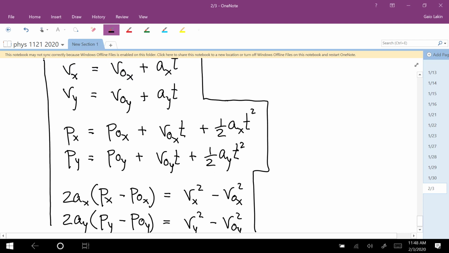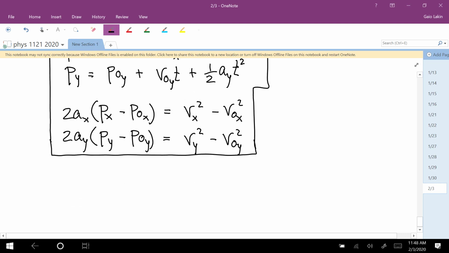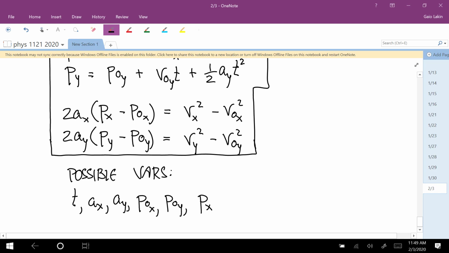Okay, to solve problems with these, there's now a whole bunch more variables you have to keep track of. Before there was just t, a, p0, p, v0, v. Now for all of those except time, there are two components. So the possible variables you're dealing with are now t, ax and ay, p0x and p0y, px and py, v0x and v0y, and vx and vy. So we went from dealing with six total variables to, I think, 11 here now.